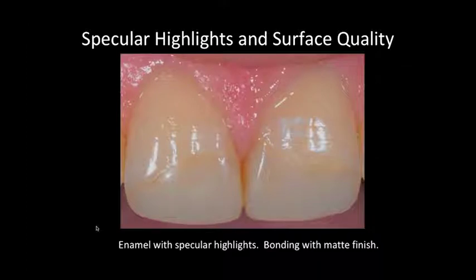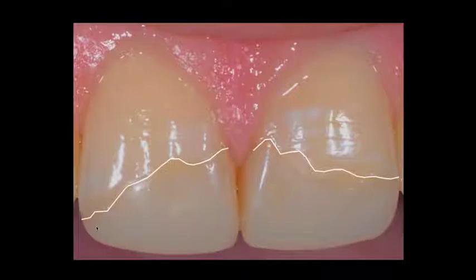Here you can look at another case where the chipped incisal edges, the fractured incisal edges, were treated. And with these teeth, when they're dried, the enamel reflects back some specular highlights. So you can see the reflectance off the enamel, but the bonding has a matte finish. And this is something that we often told patients, that the composite bonding is going to look matte. And you can see the junction there.